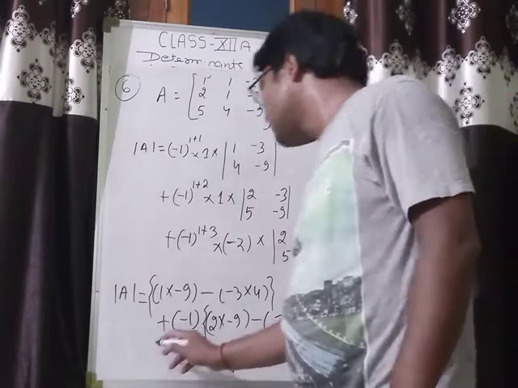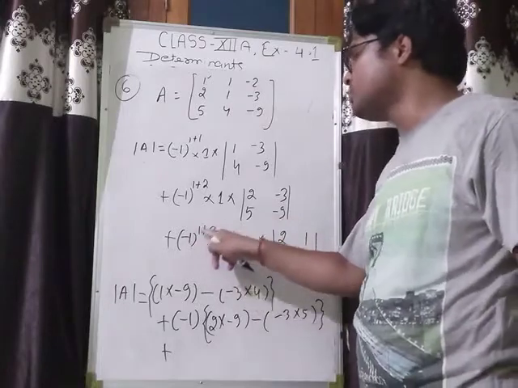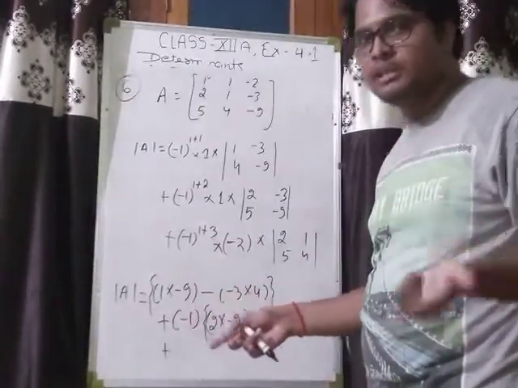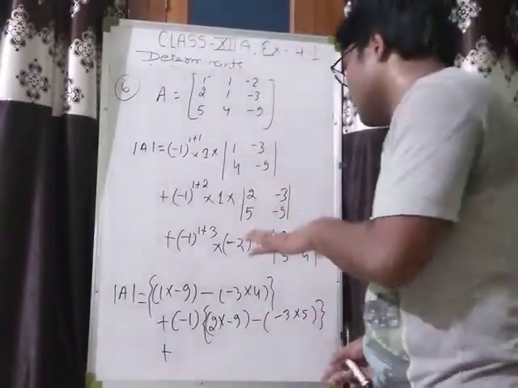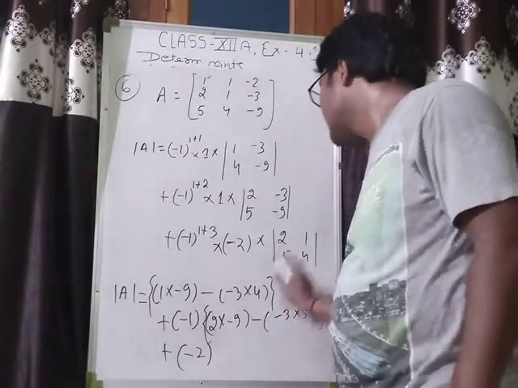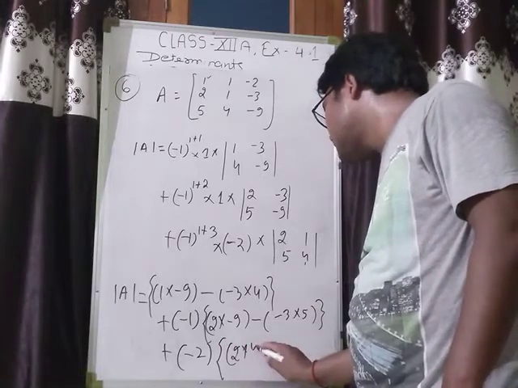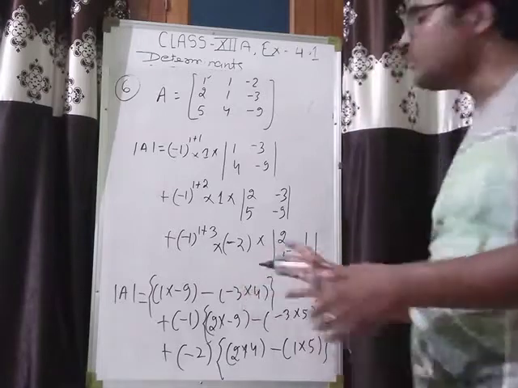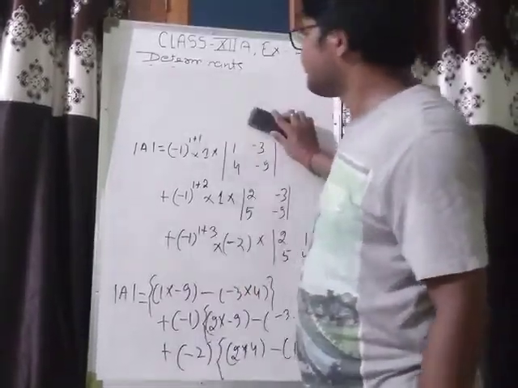Okay. Now next plus, see again फिर से ये plus आएगा, minus 1 to the power 1 plus 3, that is minus 1 to the power 4, and 4 is an even number, that's why minus 1 to the power 4 is plus 1 into minus 2. So plus 1 into minus 2 is minus 2, and this one is 2 into 4 diagonal entry, minus 1 into 5 of diagonal entry. Now solve this, we can easily find out the determinant of A.